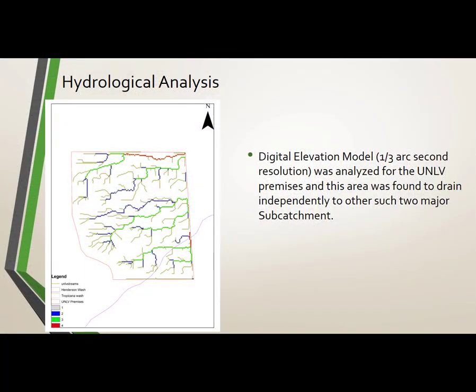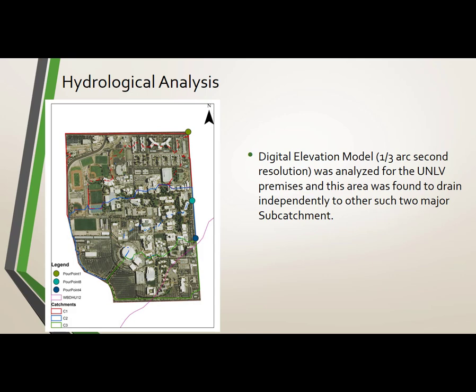The study carried out the hydrological analysis of the area with a digital elevation model, which had a resolution of 1/3 arcsecond. This was analyzed because we wanted to see how the UNLV area behaves hydrologically, and we found that there were 3 independent stream formations by the process of stream ordering. We can see that the southernmost part behaves as an independent hydrological catchment, and this is why we are selecting only the green part, which is in the southern part of the UNLV campus.